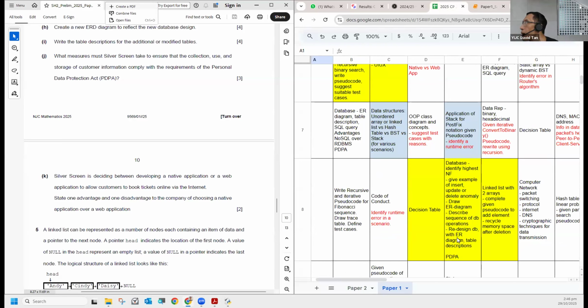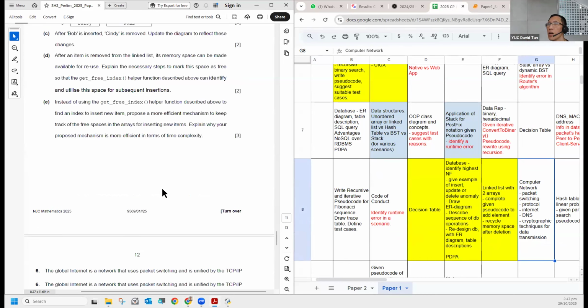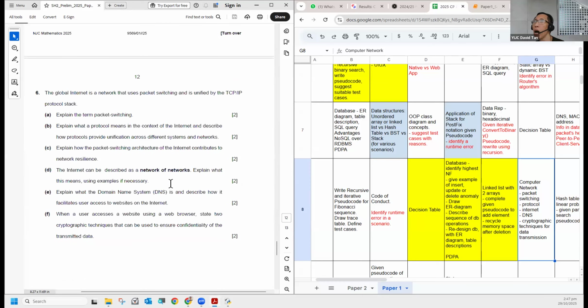I'm a little bit puzzled about question 6 because one of you wanted question 6. I felt that question 6 is a very standard question. It talks about packet switching protocol, what it means, internet, intranet, DNS server.